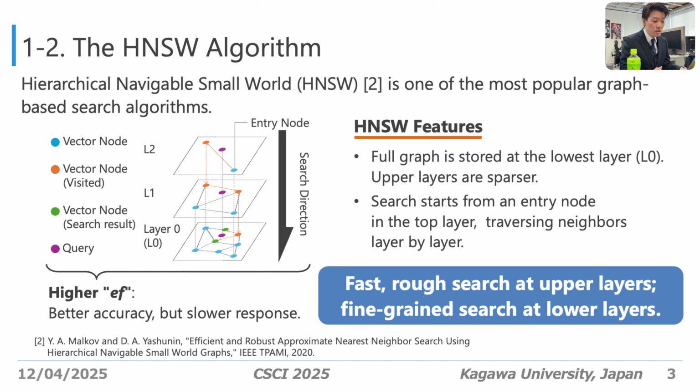First, it does a quick, rough search at the upper layer. Then it moves to the lower layers for a more detailed search. There is an important parameter called EF. A higher EF value checks more neighbor nodes. This contributes to better accuracy, but it spends more time.